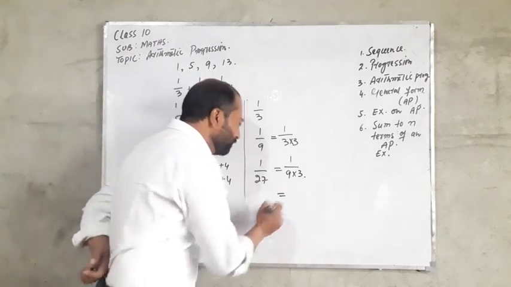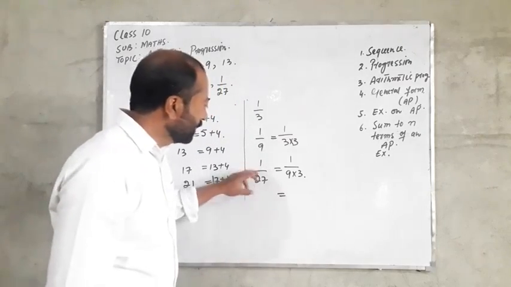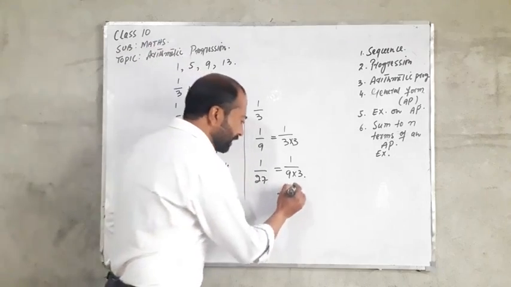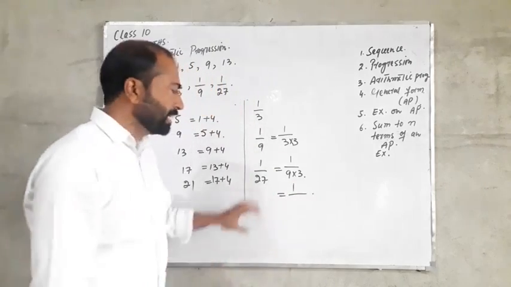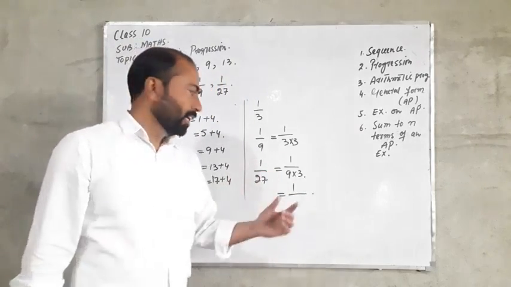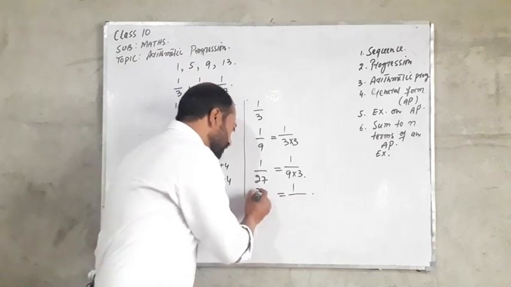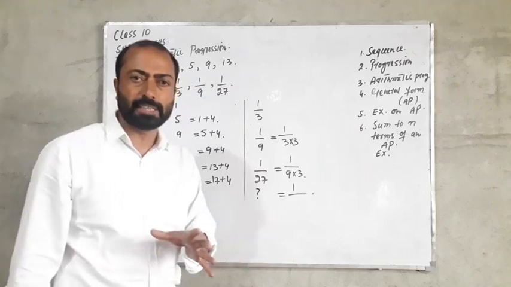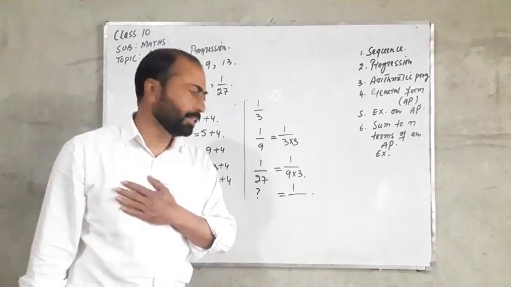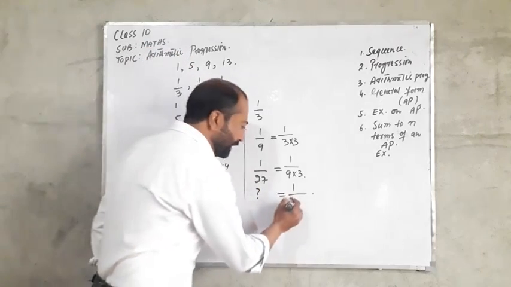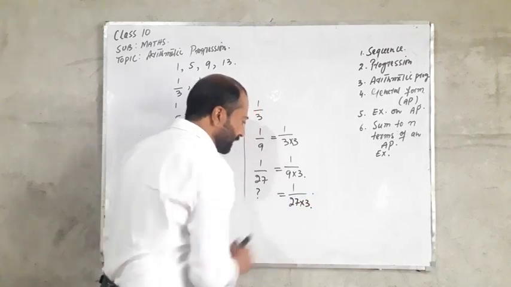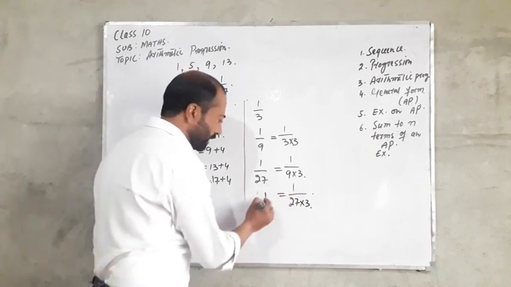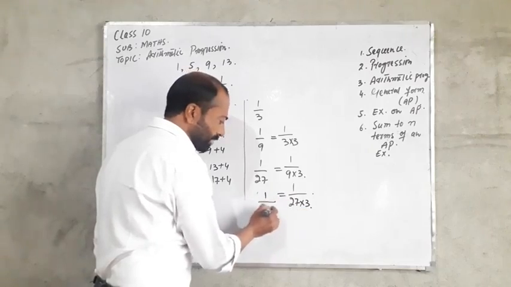Similarly, how can you determine the next term of this 1 by 27? You have to keep one thing in mind. We are dividing the preceding term by 3. Here, the preceding term of the next term is 1 by 27. Simply you have to divide this 1 by 27 by 3 to get the next term in this group of numbers. That is 27 into 3 is 81.